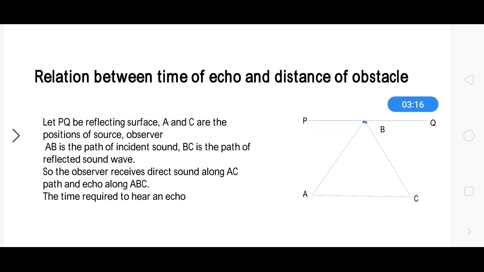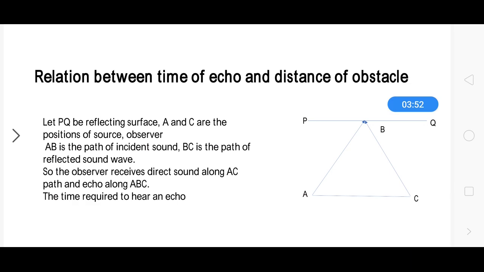Now, what is the time, and what is the distance between the obstacle and the person? The relation between the time of echo and the distance of the obstacle, and the minimum distance between the source and the observer to hear an echo, will be discussed here. For that I am considering one reflecting surface PQ.